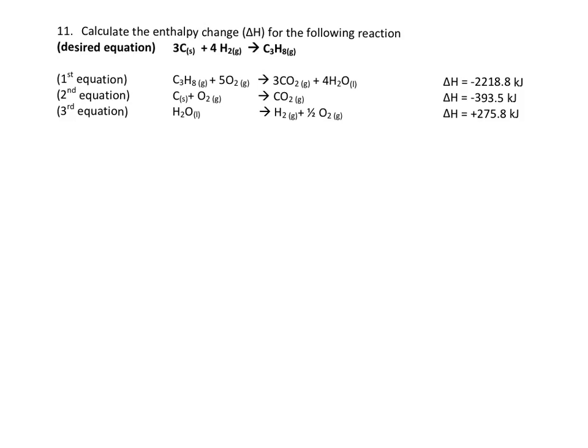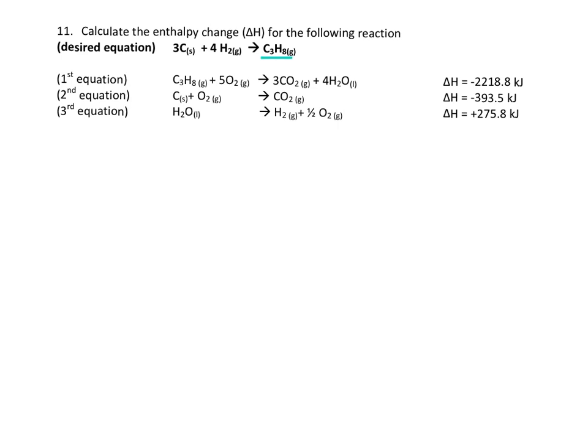Okay, I'm going to show you how to do a Hess's law problem from the review sheet. In a Hess's law problem, you're always given a desired equation. So this one's given to us as 3 carbons, 4 hydrogens, and C3H8. First thing that sticks out to me is this C3H8.